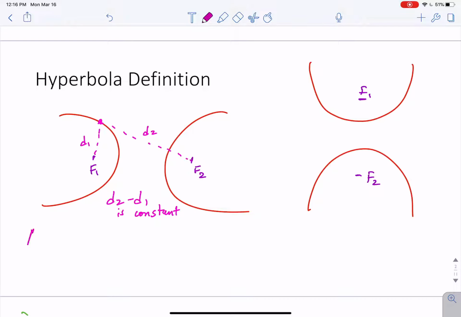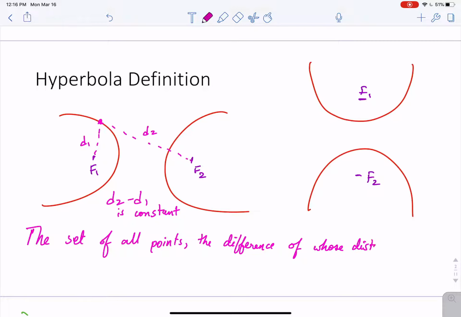A hyperbola is the set of all points, the difference of whose distances to two fixed points, which are the foci, is constant.